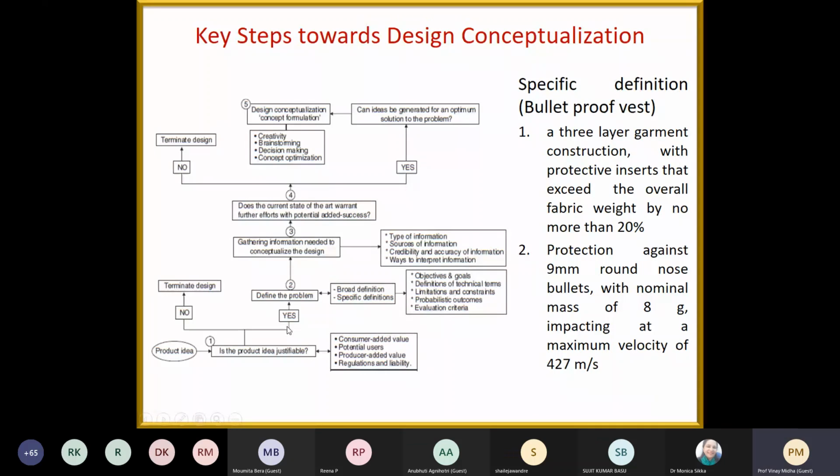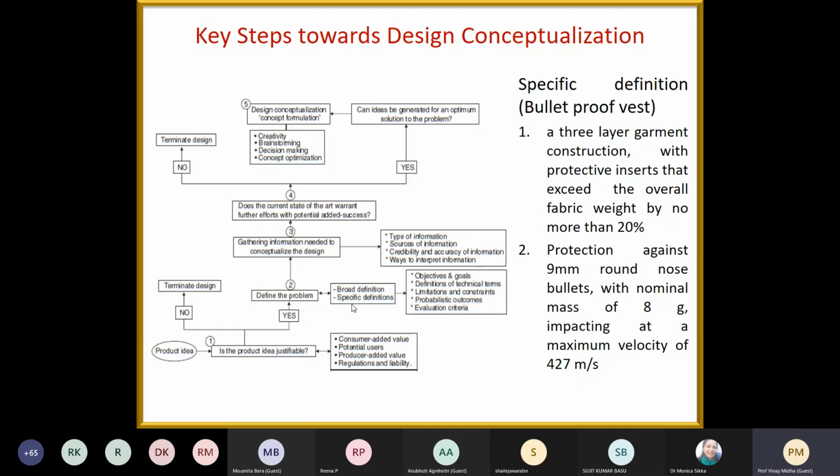Then if you take it further, then you have to define this particular problem. Now, to define the problem, you have to give a broad definition or a specific definition. Broad definition, as we took the previous example, is that you have a bulletproof vest. That is a broad definition: I want to make a bulletproof vest for protecting the soldiers from bullet injuries. But a specific definition can be, for example, a 3-layered garment construction with protective inserts that exceed the overall fabric weight by no more than 20%. So you are focusing on the weight reduction.